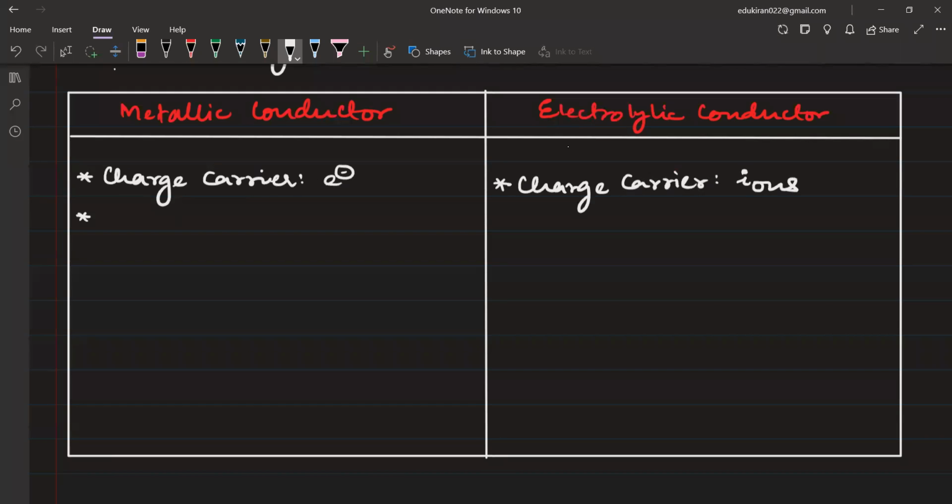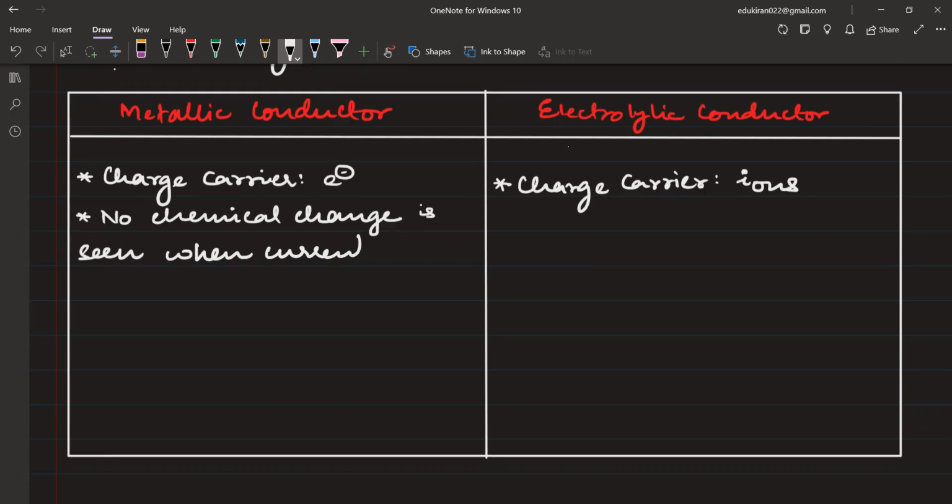Right, next. No chemical change. Now, if I run some electricity in a copper wire, there is no chemical change in the copper wire. So no chemical change is seen when current is passed.